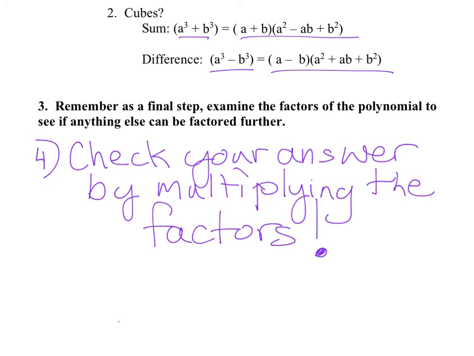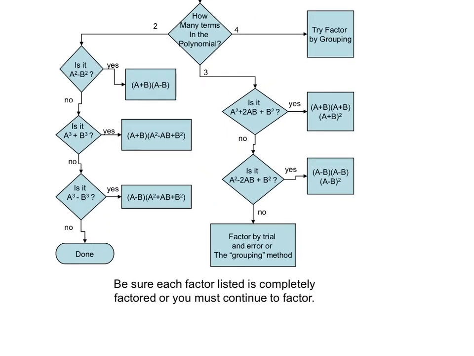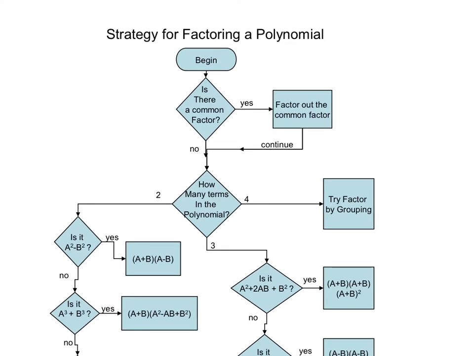Okay, now we're going to look at the flow chart we have, and this is an interesting flow chart, so I want you to understand how to use it. So when given a trinomial, we have y squared plus 6y plus 9. Is there a common factor? No. So that means we go straight down.